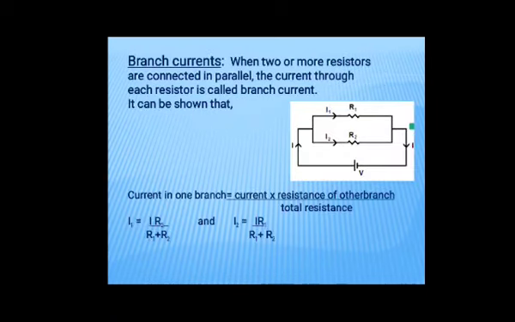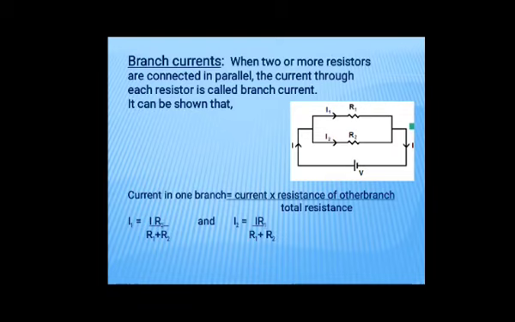Related to parallel combination, one more formula you can learn, that is called the branch current formula. When two or more resistors are connected in parallel, the current through each resistor is called branch current. Means in the circuit diagram, I1, I2 are called branch currents. How to find I1 and I2 then? For that there is a formula. Current in one branch is equal to main current into resistance of other branch divided by total resistance.